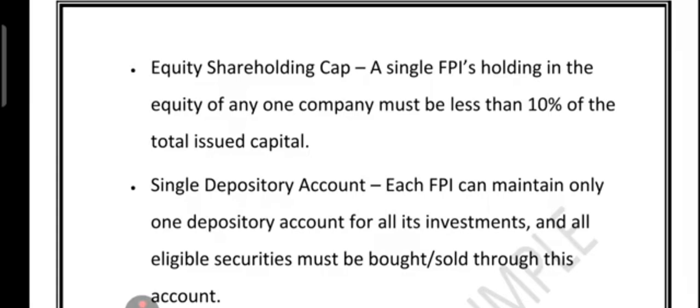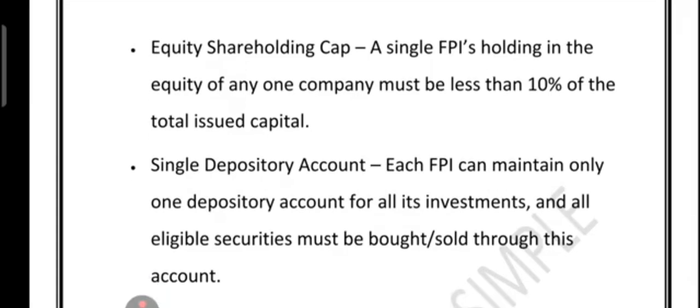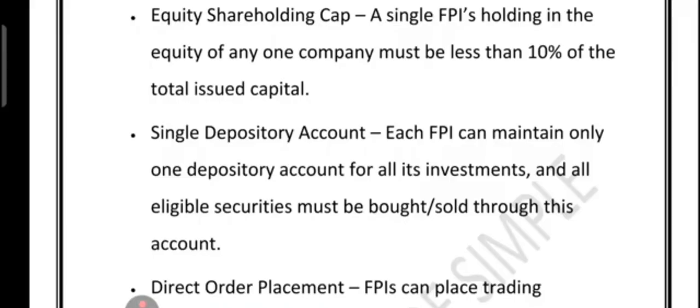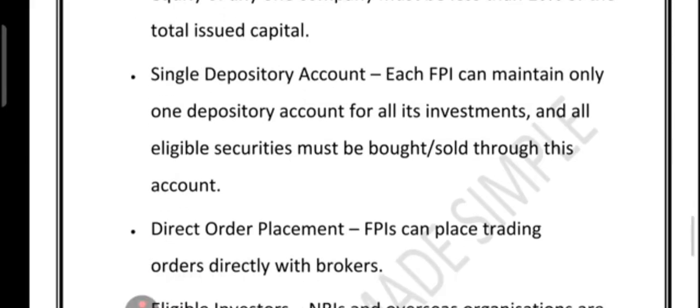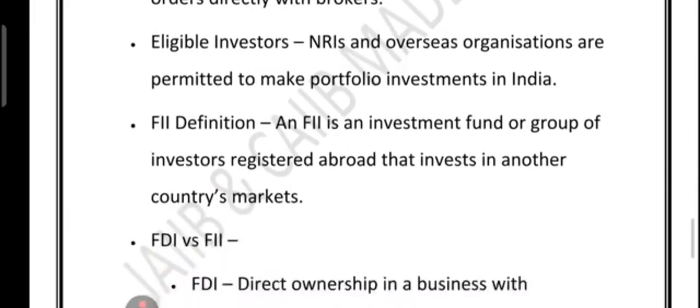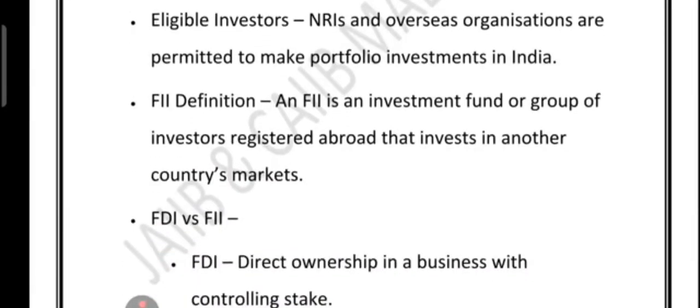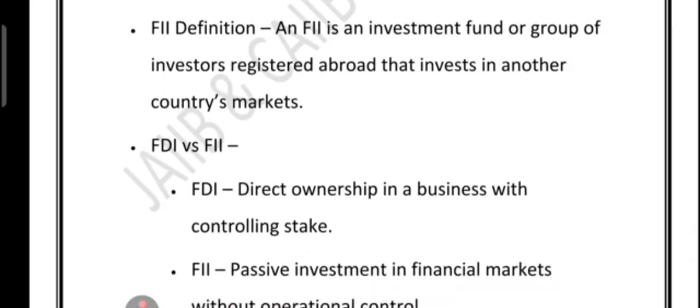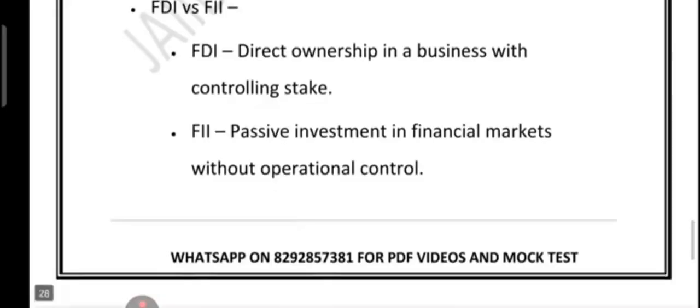So let's break down some important rules about the FPI. Any single foreign portfolio investor cannot hold more than 10% of the company's total shares. This keeps control in local hands and avoids one foreign investor taking over. An FPI can have only one depository account for all of its investments. Think of it like a single locker for all your shares. FPI can place orders directly with the broker. No middleman is required. Right? Eligible investors include NRIs and overseas organizations. So remember, FDI is hands-on investment in a business with ownership and control. And FII is money put into the financial market but with no operational control.